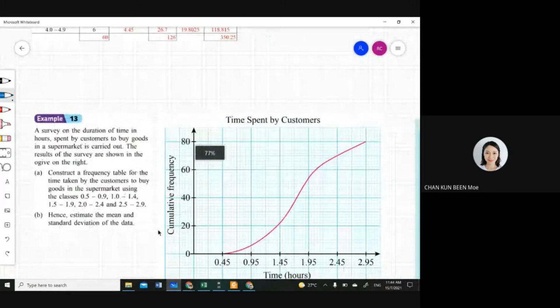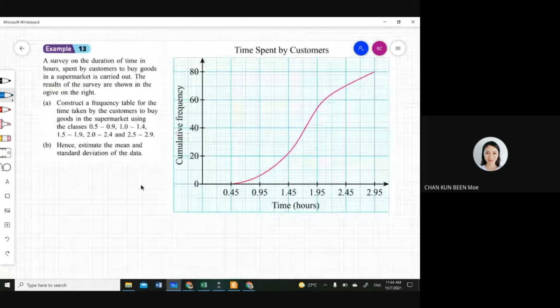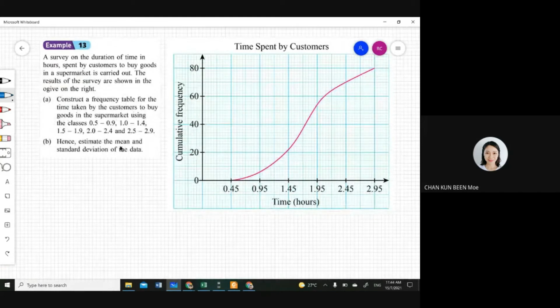So this is the one, example 13, problem solving. This is the second last part. Okay, let us look at example 13 here. A survey of the duration of time in hours spent by customer to buy goods in a supermarket is carried out. So when you go to supermarket, do you take long time? Previously, yes, right? Now I think your parents have to rush, buy everything, after that pack up everything, go home straight. Okay, now you can see how much the time spent by the customer when they were in the supermarket. The results of the survey are shown in the ogive on the right.